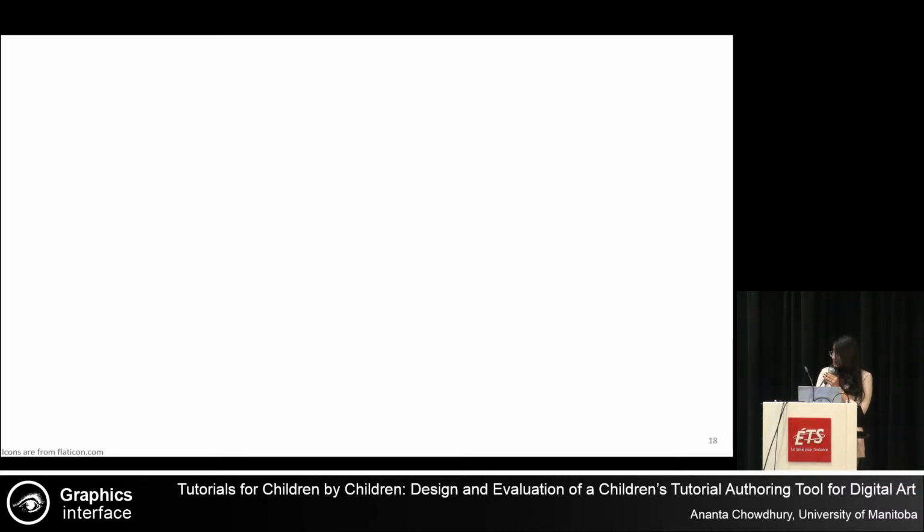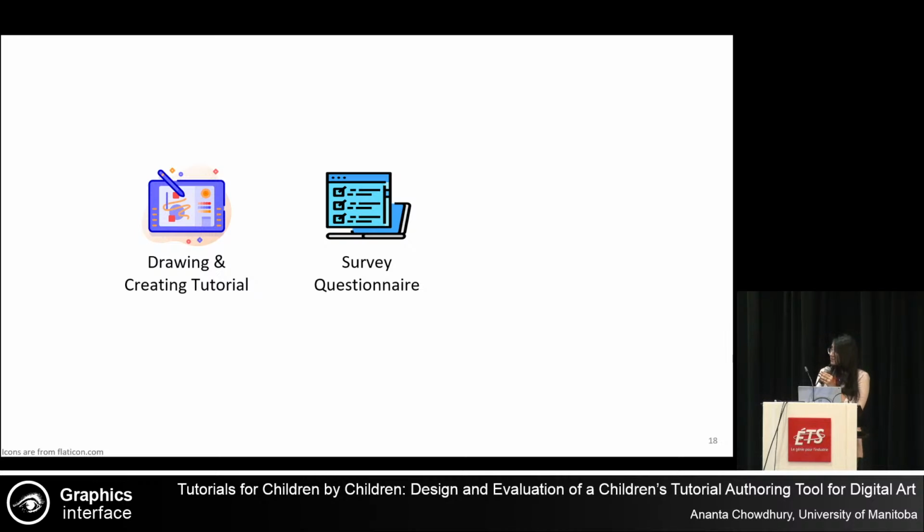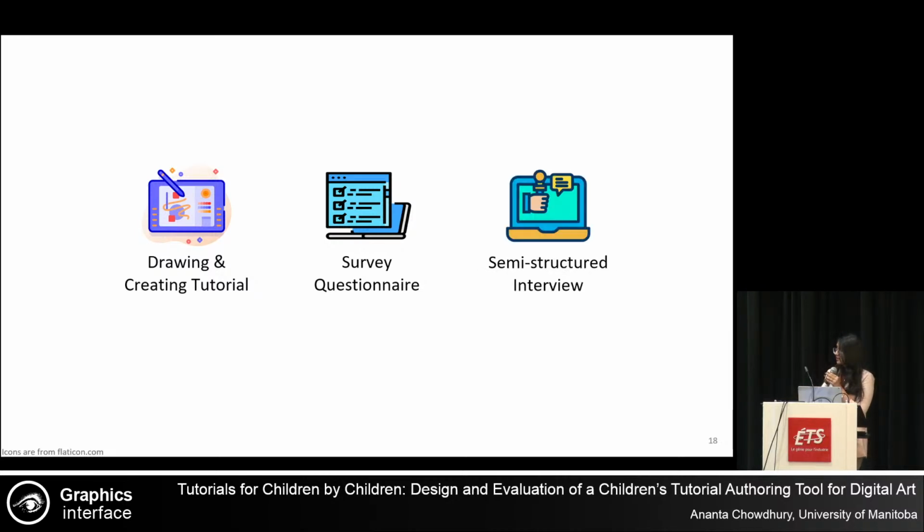In this study, at first we asked the children to create a tutorial while drawing something using our prototype. Then there were some survey questions which we used to elicit feedback regarding the design decisions about our prototype. And we also conducted semi-structured interviews with the children to gather some qualitative data on how children feel about using such a tool. Now let's take a look at some of the tutorials created by our participants.